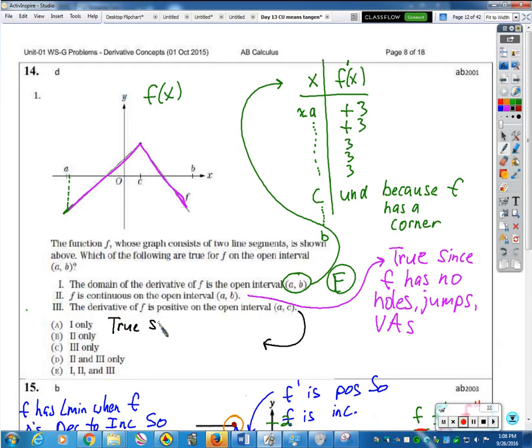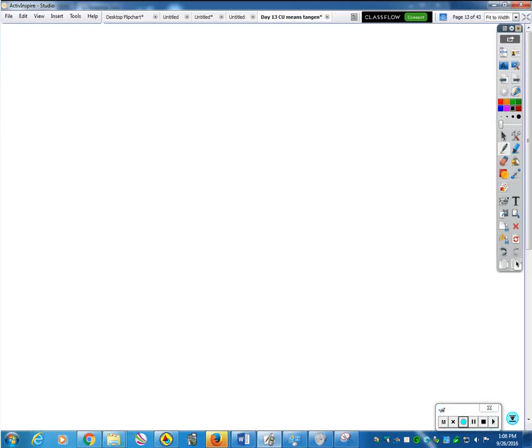So true since, let's see, F is increasing for A to C. Please say. So on the F prime graph, is the point at C a hole? Yes, thank you. Yeah, it would look like this.